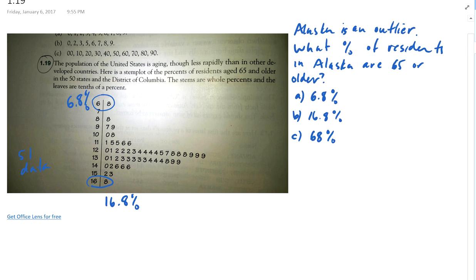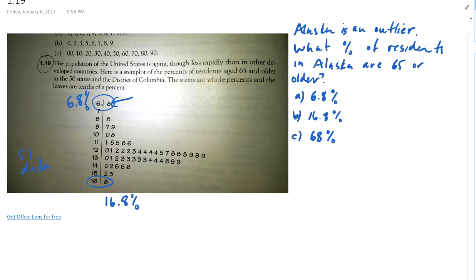So for instance, this right here would be 16.8%, whereas this one right up at the top here would be 6.8%. You always have to pay attention to that so you know exactly what you're reading on a stem plot. And the question, which is on the next page, but it's right over here. Alaska is an outlier. So for instance, which one is the outlier? And that would be this guy right up here because the outlier is the data point that's far away from the rest of the data.